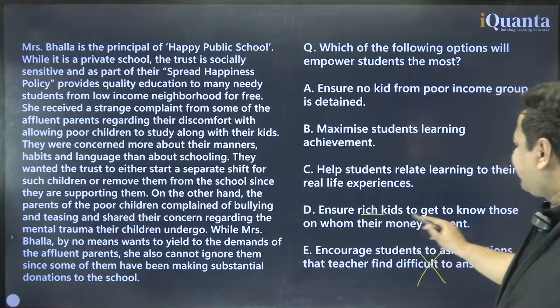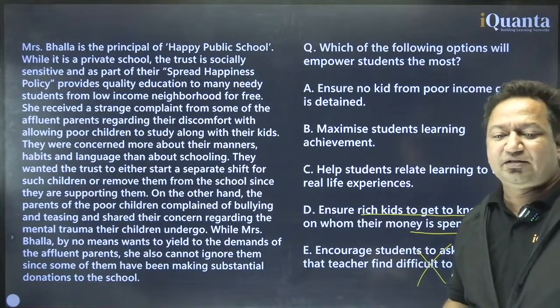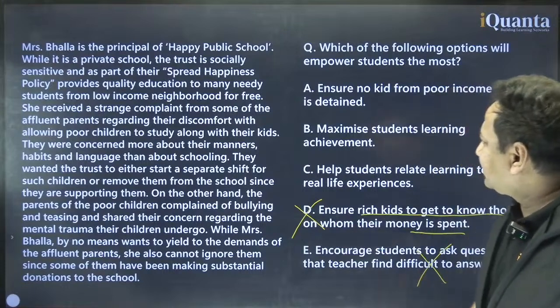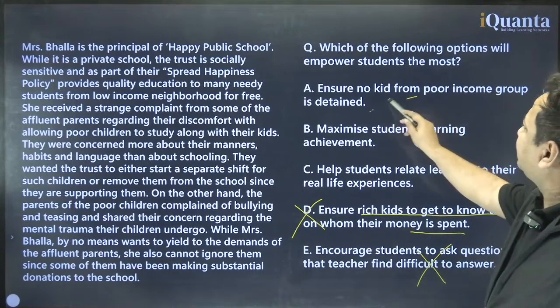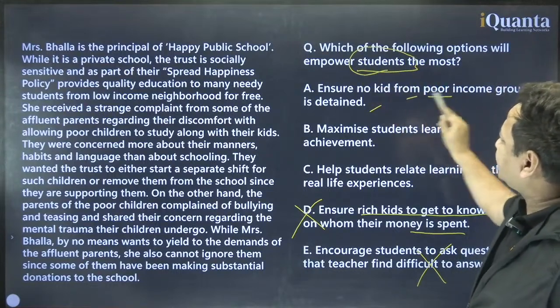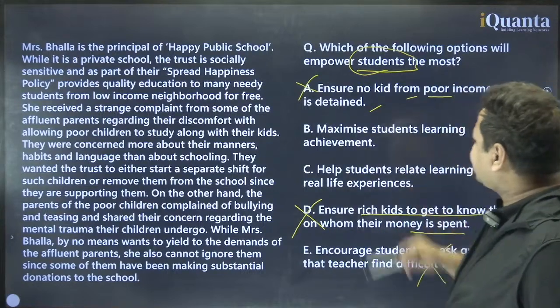This when rich kids will get to know where their money is spent. Now rich kids do not understand where the money is coming from. They're kids. They're not adults. D is totally irrelevant. No one is detained. This will empower the students the most. Students. It's not just poor students. So A is too narrow a choice. A will go away. Now B and C.